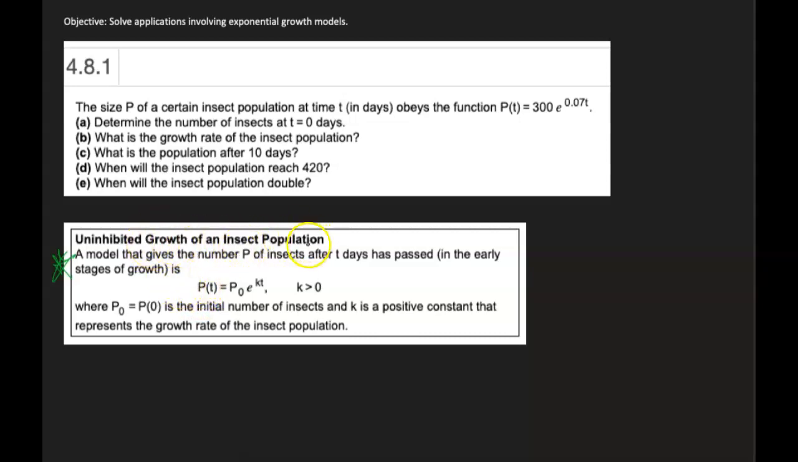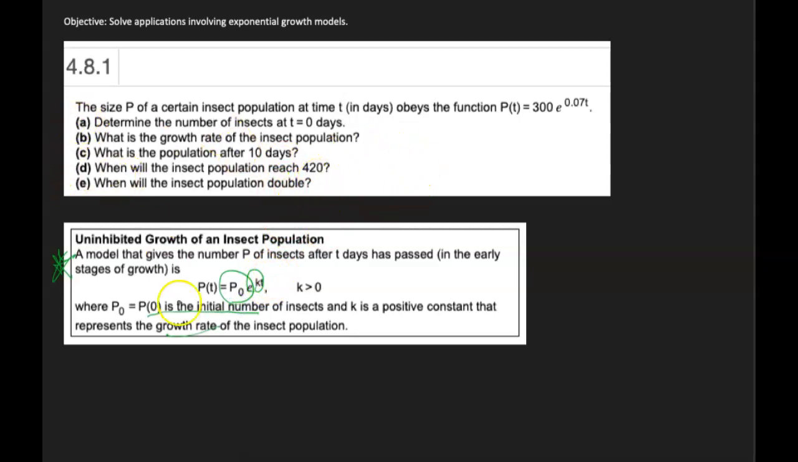It says of an insect population, but it really could be any type of uninhibited growth. Here we see that the number of insects is represented by P after T days have passed. P naught, or P sub 0, is the same thing as P of 0, which is the initial number of insects. And K here is a positive constant that represents the growth rate. So K is located here, and P sub 0, the initial number, is located here.